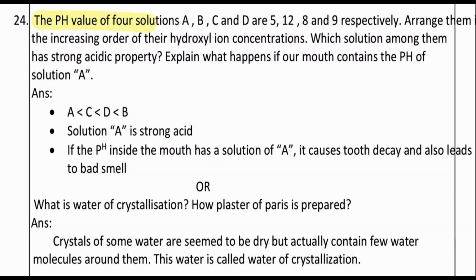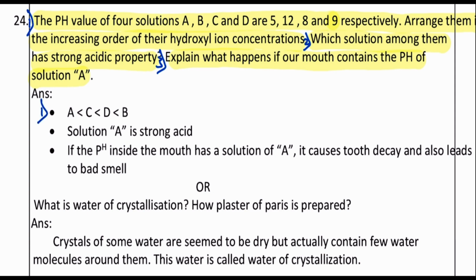The pH values of 4 solutions A, B, C and D are 5, 12, 8 and 9 respectively. Arrange them in increasing order of their hydroxyl ion concentration. Which solution among them has strong acidic property? Explain what happens if our mouth contains the pH of solution A. Here there are a total of 3 questions. First one is this one, the second one is this, and the third question. First question answer is this.